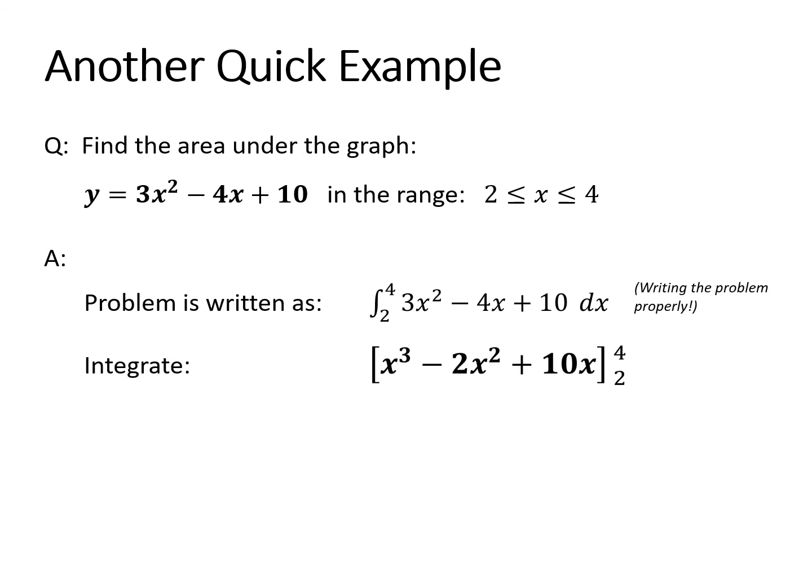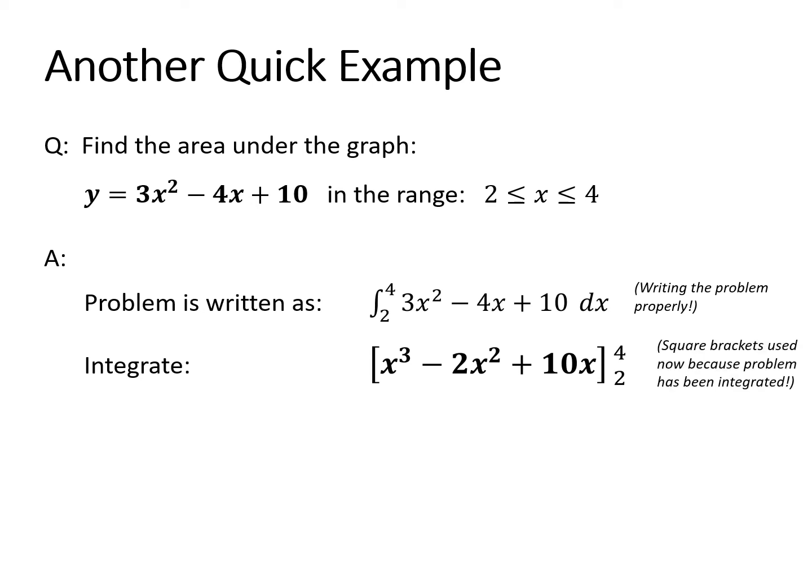So I've integrated it there. 3x squared becomes just x cubed. Minus 4x becomes minus 2x squared. And the 10 becomes 10x. Remember, I don't need to worry about the plus c anymore. And I put the limits at the other end. So the limits are now 4 and 2 at the other end, on the right-hand side.